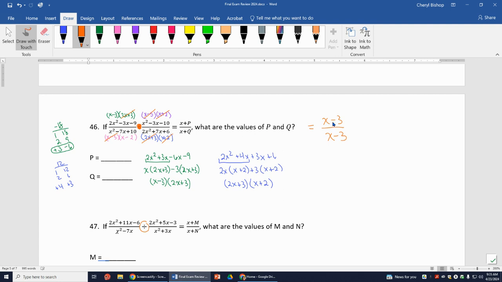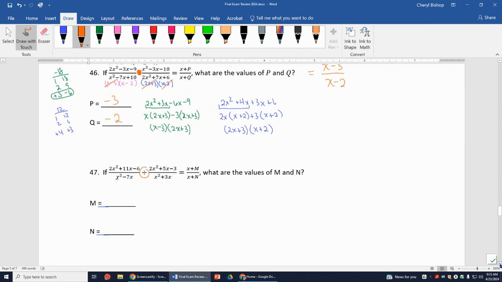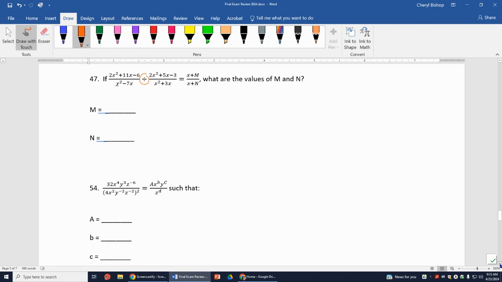So this is x plus p. Oops, this is a minus 2. So x plus p plus a negative 3, and x plus q plus a minus 2. All right, let's skip 47 and go down to number 54.